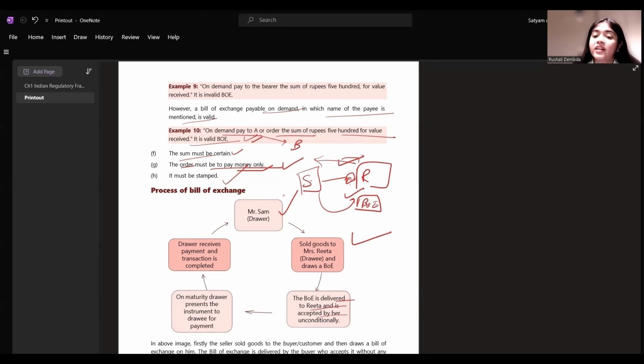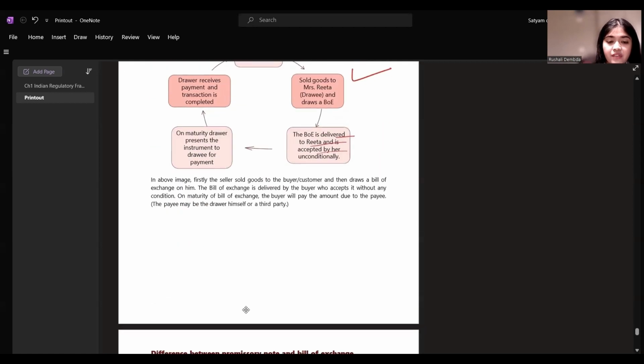Okay. And this is how a transaction completes. First, the drawer makes the bill, gives it to the drawee and asks them for payment, giving them a specific period of time for payment. Now, this drawee has to accept it. It is compulsory to accept the bill of exchange. So, the drawee accepts the bill of exchange and makes the payment without putting any conditions. On the maturity date, the drawer goes to the person and asks for the payment. The drawee gives the amount and the transaction is complete. This is how the process of a bill of exchange happens. Okay, I hope the process is clear to you.